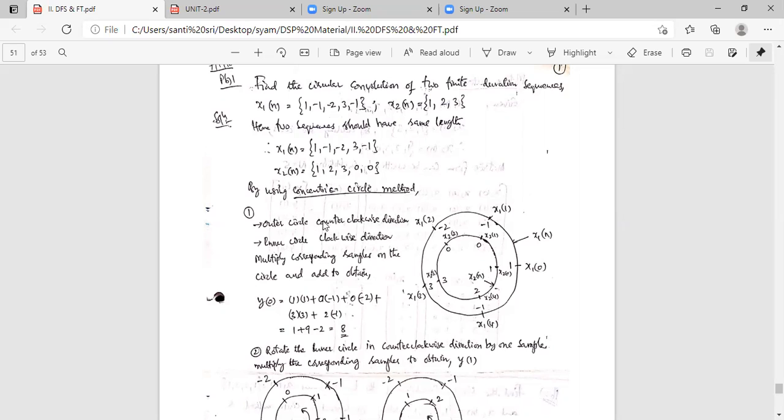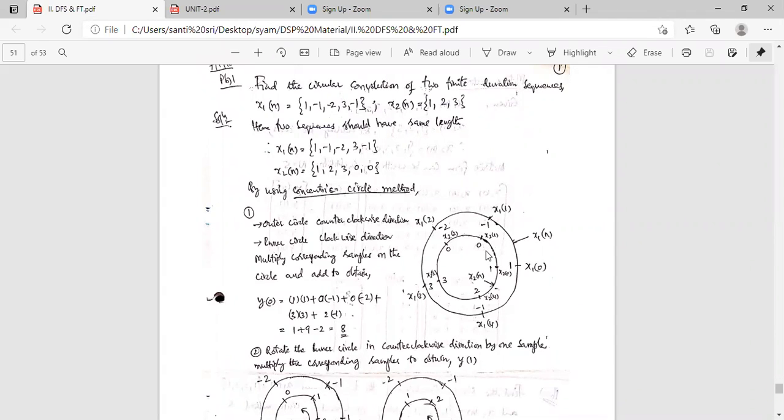The outer circle will be in counterclockwise direction and the inner circle will be in clockwise direction. Counterclockwise means anti-clockwise direction. So taking the values of x1 of n in anti-clockwise direction: x1 of 0 is 1, x1 of 1 is minus 1, x1 of 2 is minus 2, x1 of 3 is 3, and x1 of 4 is minus 1, like this in counterclockwise direction.